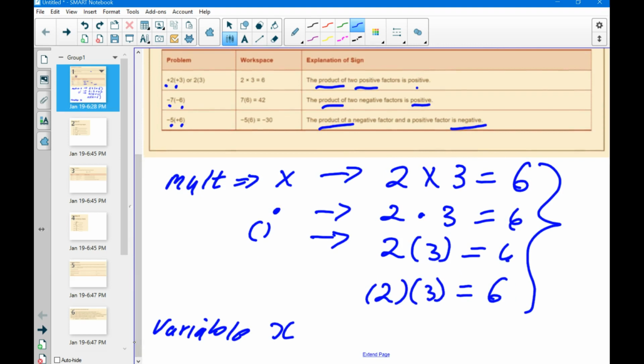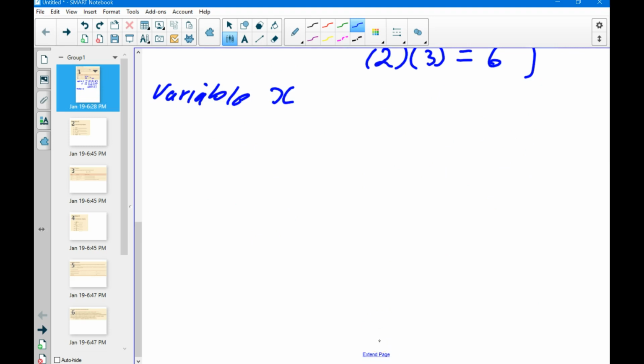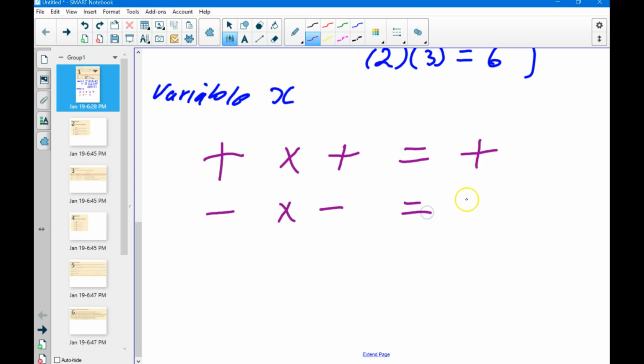Now I have a little diagram that I use that helps describe that. I'm a visual learner myself, and this is the way it works for me. I say, we have a positive number multiplied by a positive number, the answer is positive. If I have a negative number multiplied by a negative number, the answer is positive. But if I have a positive number multiplied by a negative number, the answer is negative. If I have a negative number multiplied by a positive number, the answer is still negative.